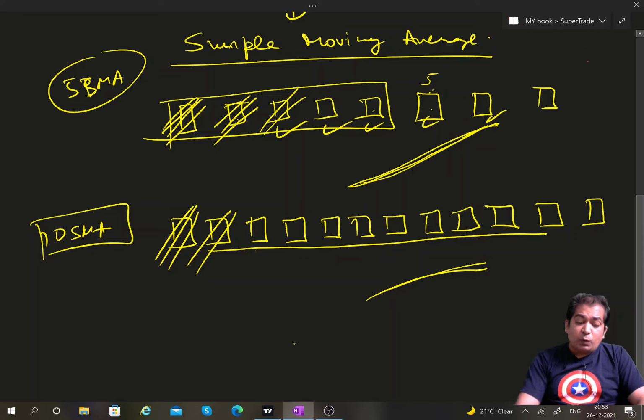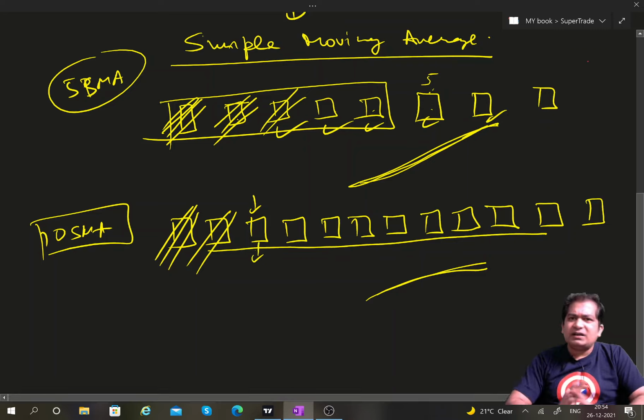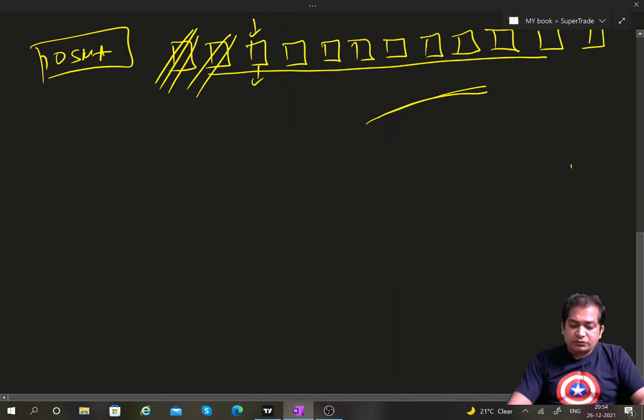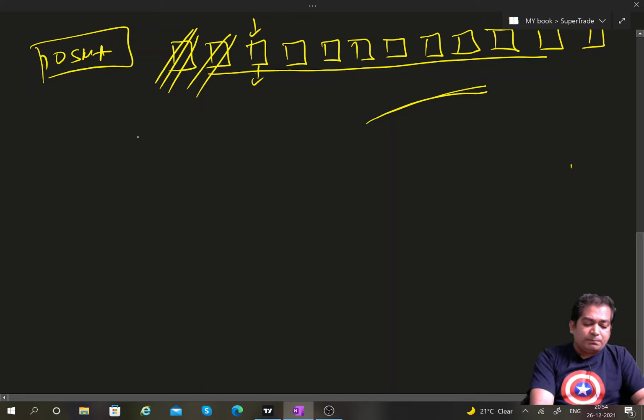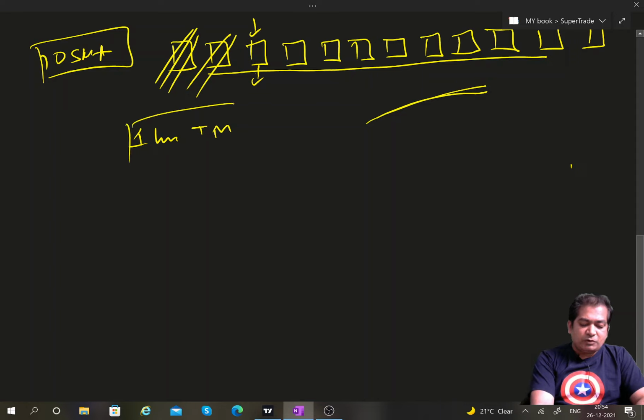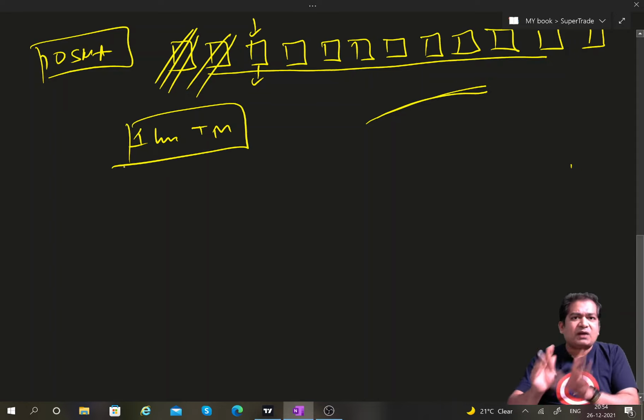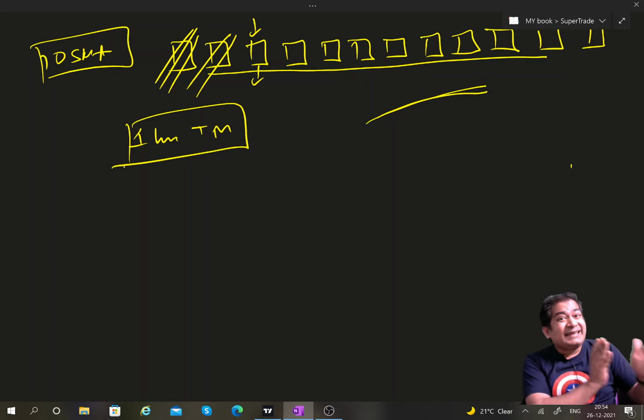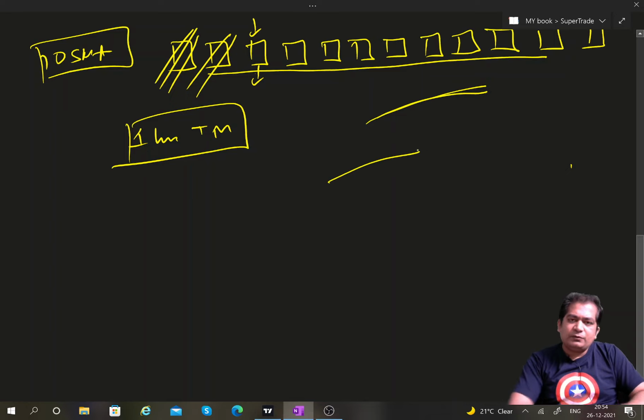Now the thing is, what is the time period of this candle? That is an important question. Sir, is this a 5-minute candle, 10-minute candle, 20? It doesn't matter. Suppose you are on a 1 hour time frame. It means every hour one candle will be formed. So it will take the past 10 candles' average. It means the previous 10 hours of data it will take into consideration and it will give you the value.